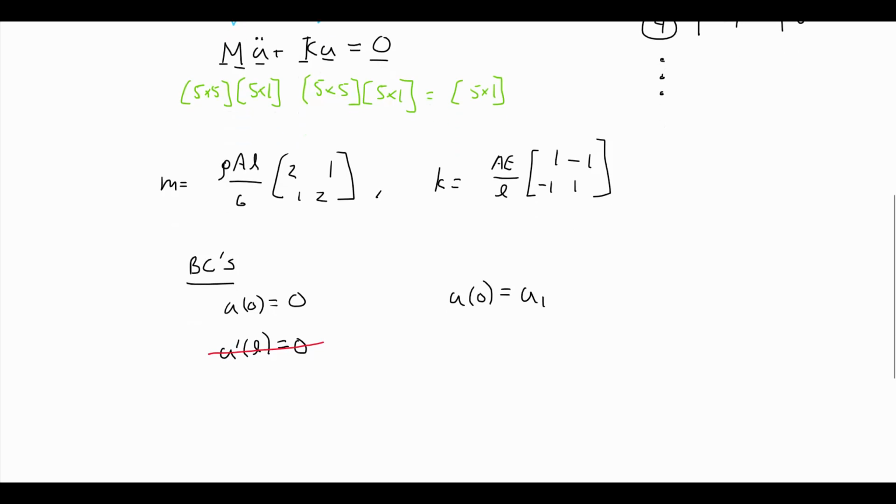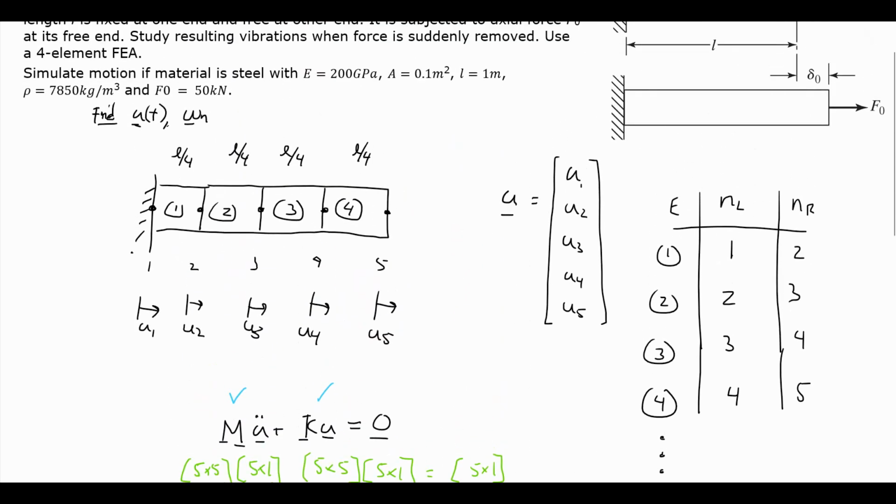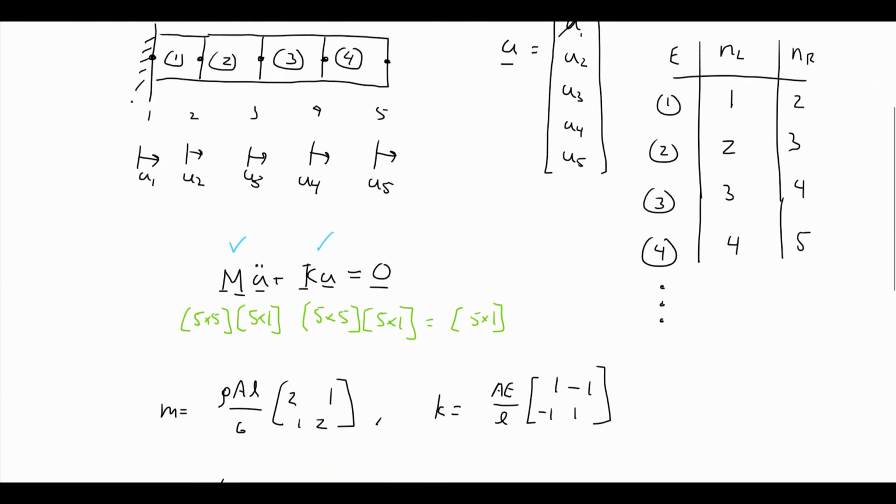Now, because it's a position boundary condition, we do need to modify our system. Because what's going to happen is we now know that U1 is always 0. So it's not an unknown. We still don't know U2, 3, 4, 5 at all points in time, but we do know that U1 is 0 at all points in time. So what are we going to do?